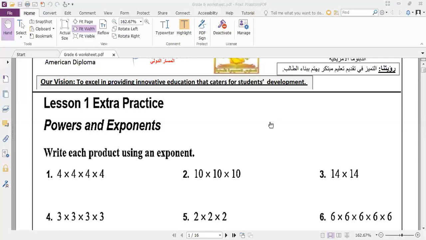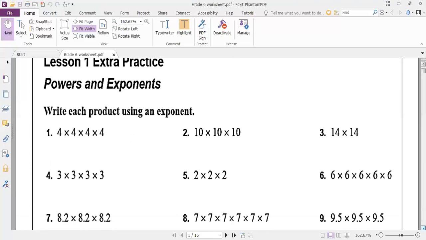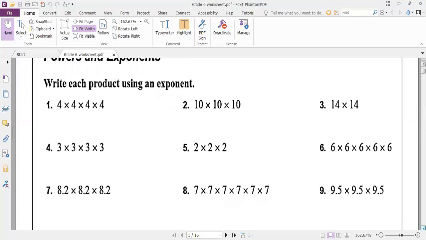Okay. Read with me the next question, please. Number 6. 6 multiplied by itself 5 times, I said. You must take care with the count. Here we have 5 times of 6, right? 6 is multiplied by itself 5 times. How can I write it, Muhammad? 6 power 5. 6 raised to power 5, right? So 6 raised to power 5, this is the answer.